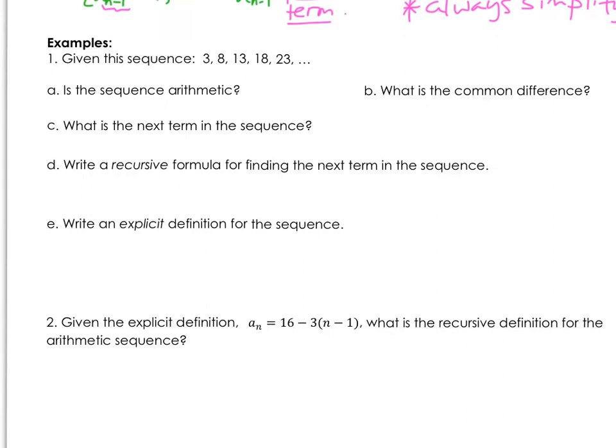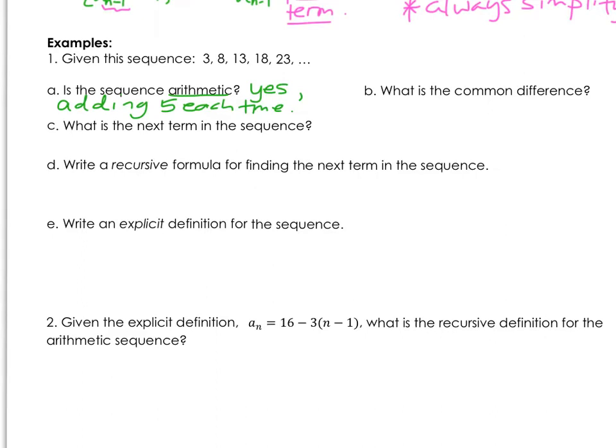Given this sequence 3, 8, 13, 18, 23, is this sequence arithmetic? Which means, are we adding or subtracting the same thing each time? Take a look at those numbers. I would say yes. We are adding 5 each time to go from 3 to 8, 8 to 13, and so on. Anytime you're adding or subtracting, it's arithmetic.